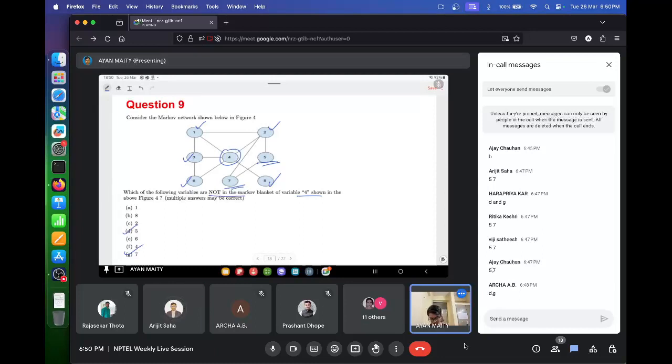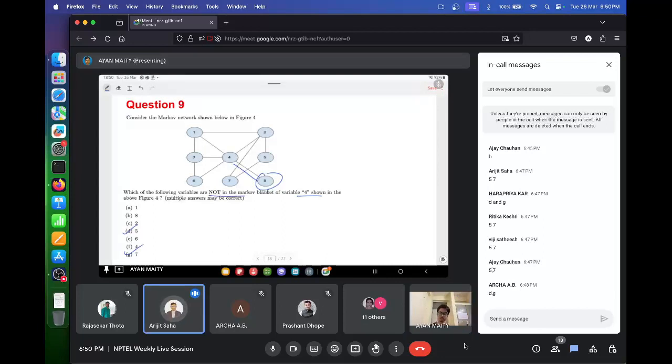8 is connected to only 4. There are no other edges for 8, right? Yes, yes. So only 4 will be there in the Markov blanket. All the other variables will not be in the Markov blanket.